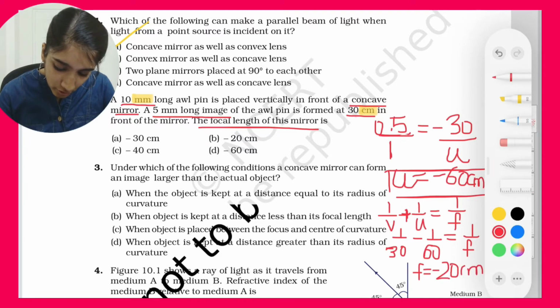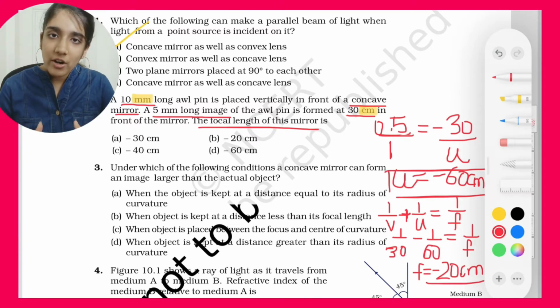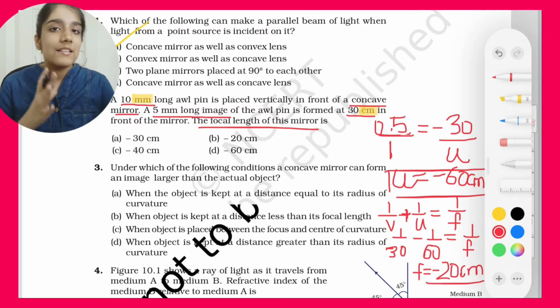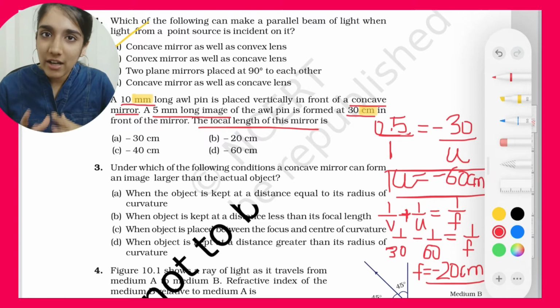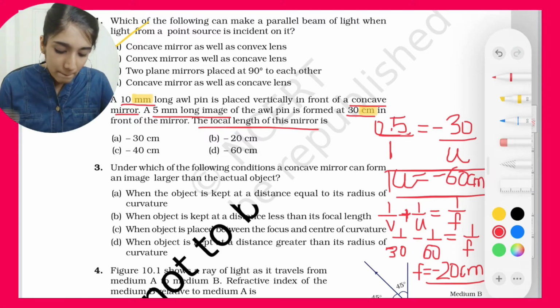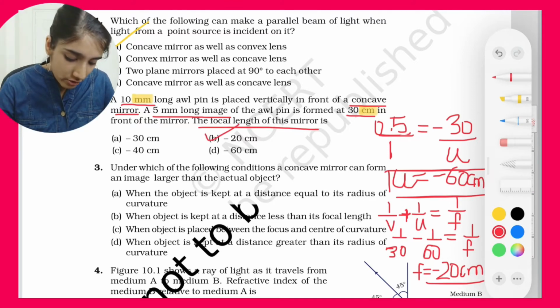Okay, do not forget to take the reciprocal of your answer that you get after taking the LCM and simplifying it, and if you do it along with me, you will understand these questions better. So we have got our answer B, minus 20 centimeters. Now let's move forward with the third question.